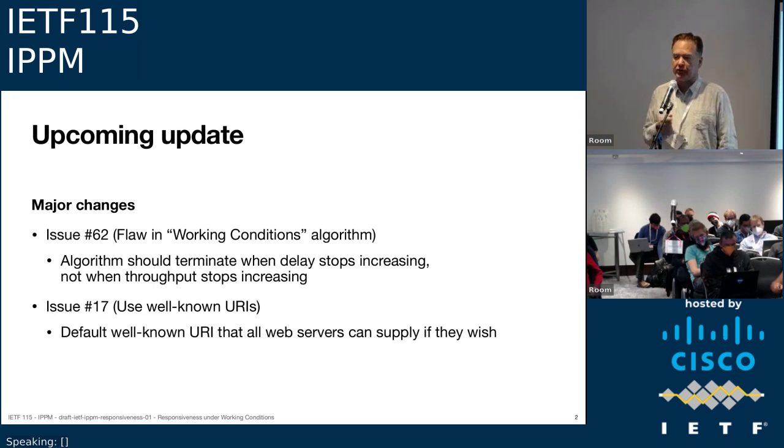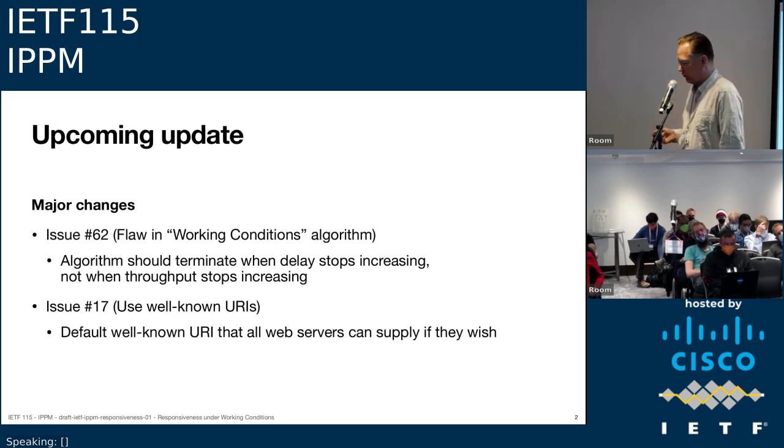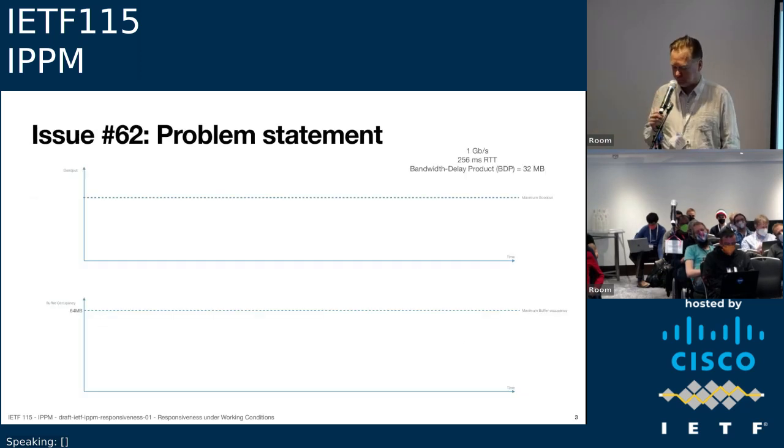The responsiveness draft is a working group draft. Christoph is working on a couple of updates, which I'll describe in more detail. One is we discovered a flaw in the algorithm, that it can terminate too early and underestimate the buffer bloat. And the second issue is a suggestion for a well-known URI. So if we move to the next slide, I can describe this.